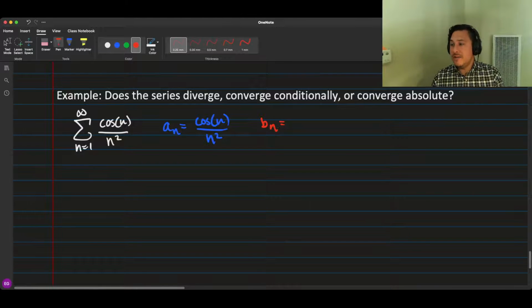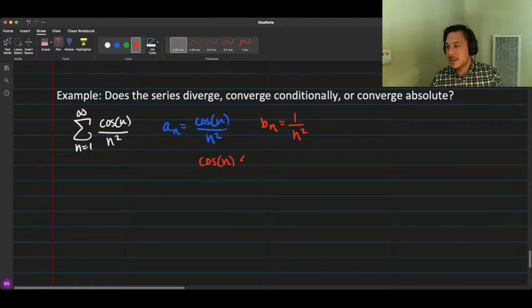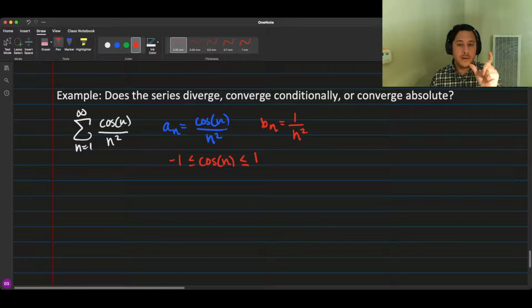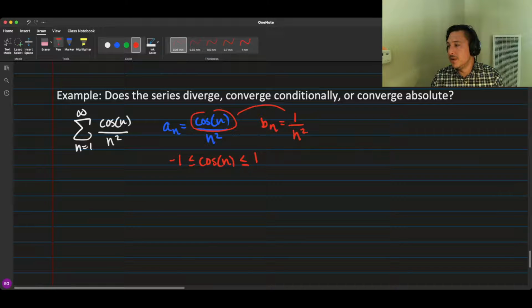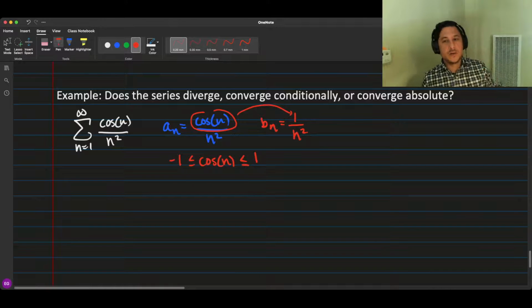Yeah, so do you see how you have that n squared on the bottom? We should compare it to just 1 over n squared. And actually there's a good reason for doing this, because what do you know about the cosine of n? What is it always less than? Yep. And what is it always greater than? It always goes between negative 1 and 1, right? Which makes sense why I could just sort of forget about this and end up with a 1 here. Because that cosine is always going to be less than that. So you can sort of disregard it.